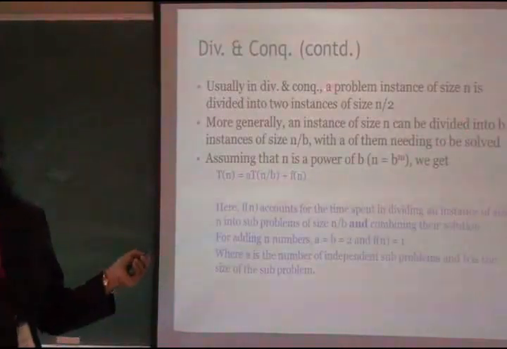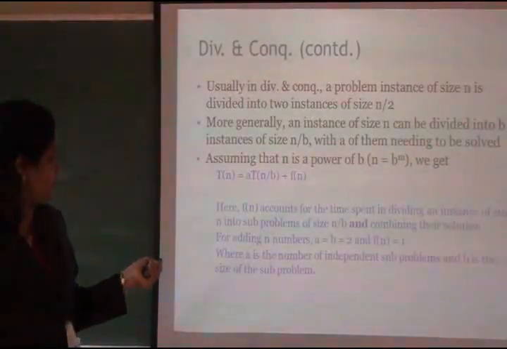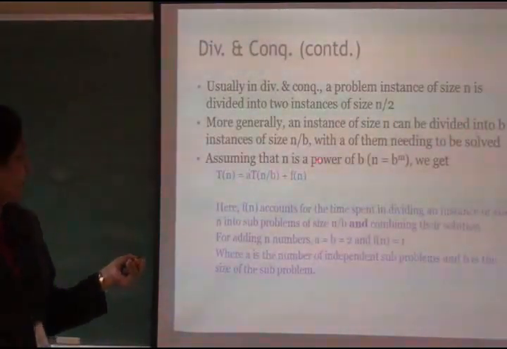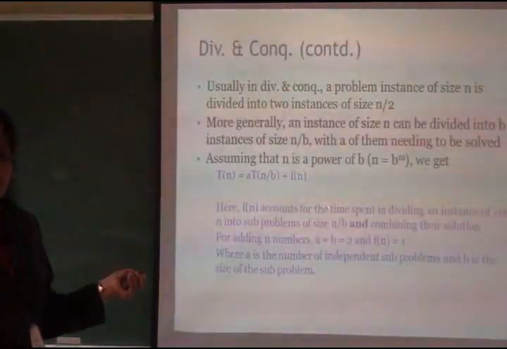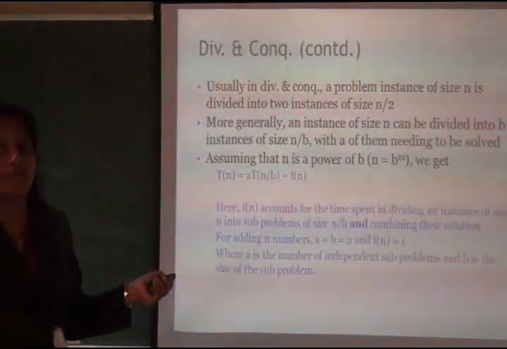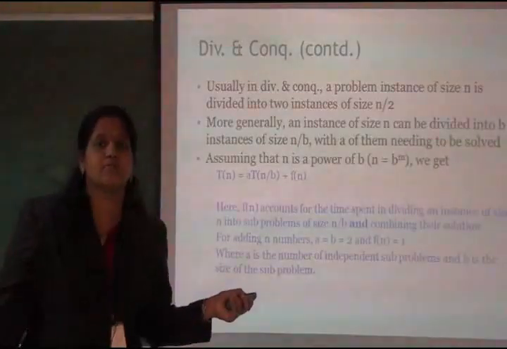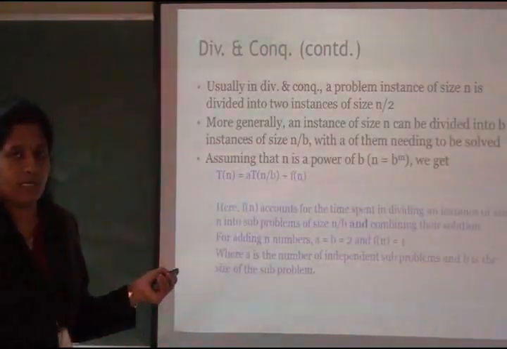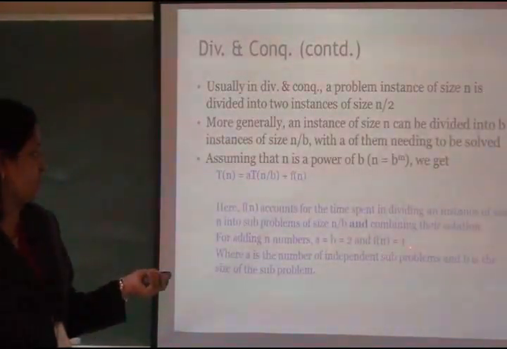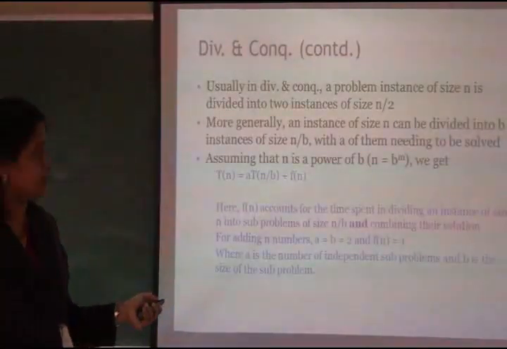This is one point we have to keep in mind. f of n will be 1 when both a and b are equal, not b power d. When a equals b power d, it gives a different time complexity. The time required f of n will be 1 when both values are the same.